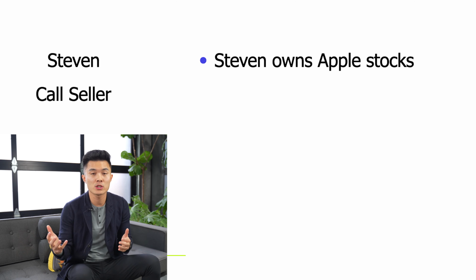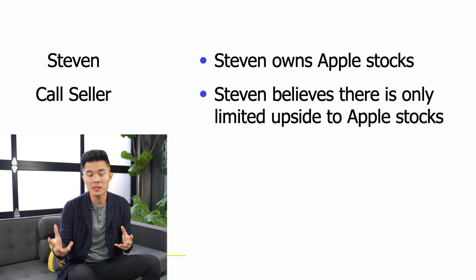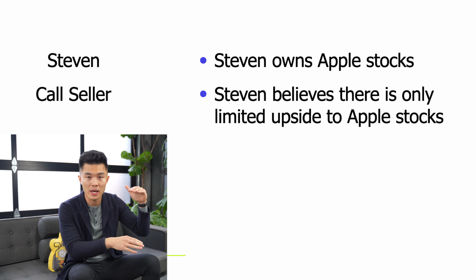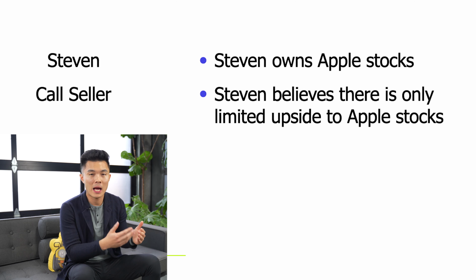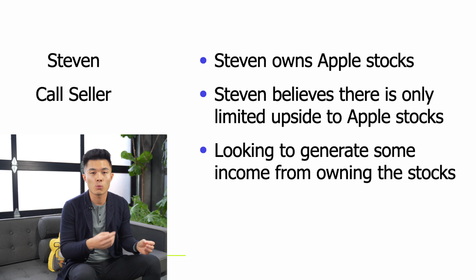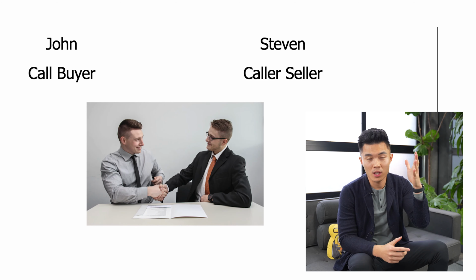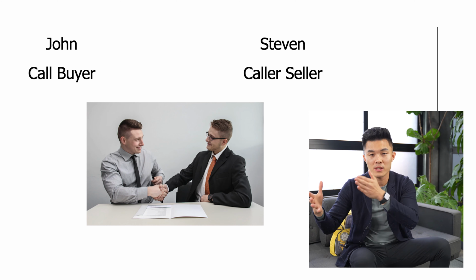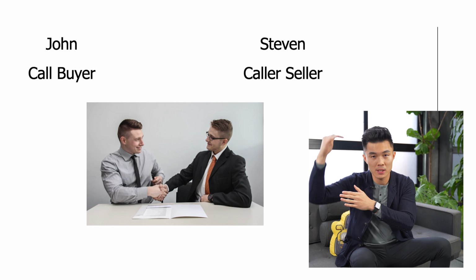Steven already owns 100 shares of Apple. And Steven believes that the market might be staying the same for Apple or might be going down, which means Steven thinks Apple's upside is very limited. So while holding the stock, Steven is trying to generate some extra income. That's why he's selling the call option to John. So now that John is the call option buyer and Steven is the call option seller, John pays Steven, Steven gets paid, and he's happy, because he's more bearish or more neutral on Apple.